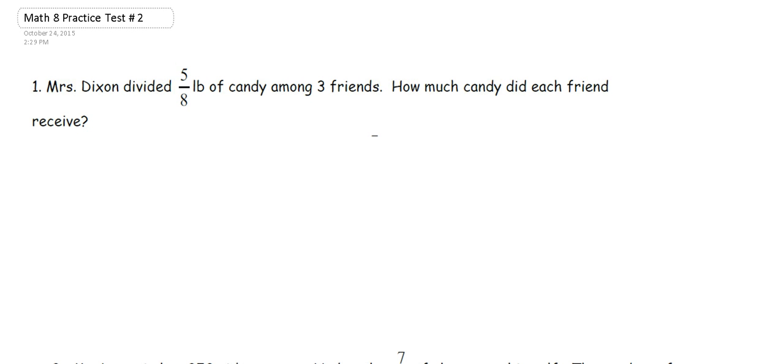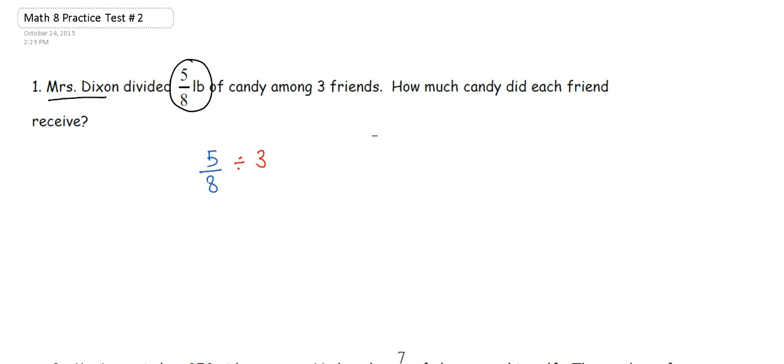In question number 1 I have Miss Dixon, and she divides 5/8 pounds of candy amongst 3 friends. How much candy did each friend receive? Okay, so if Miss Dixon has 5/8 pounds of candy, and she's going to divide that amongst 3 friends, then we would just take 5/8 and divide that by 3.